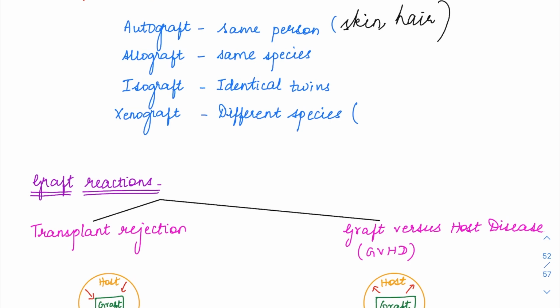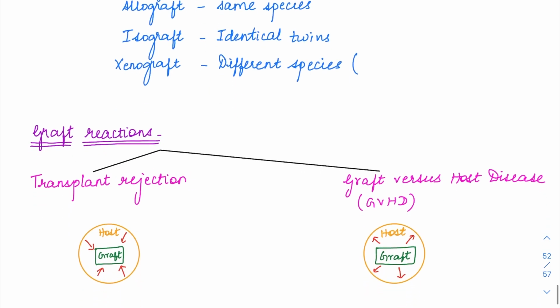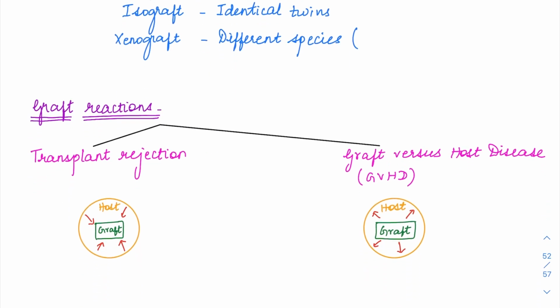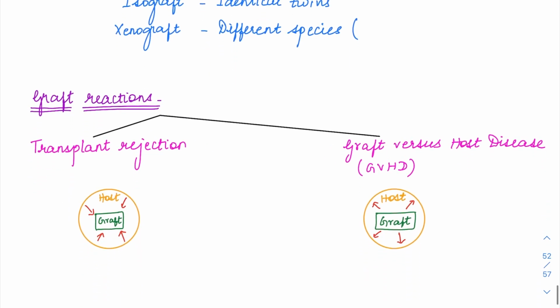Isograft is between identical twins. So, identical twins, between them, they are doing transplant. It is the best transplant basically. So, that is isograft. Then comes xenograft. So, xenograft is between different species, like human to pig. So, we use pig heart valves usually. So, that is an example of the xenograft.